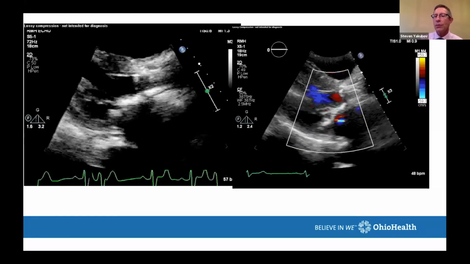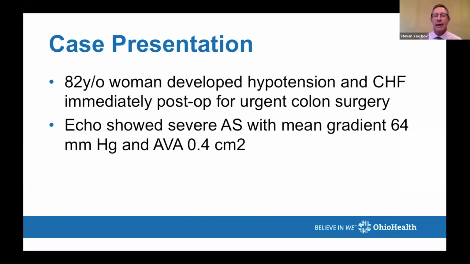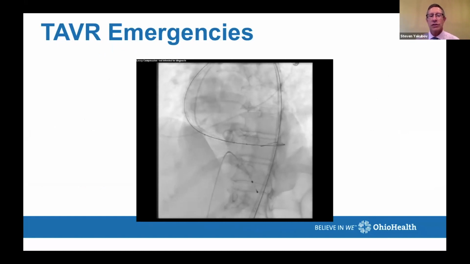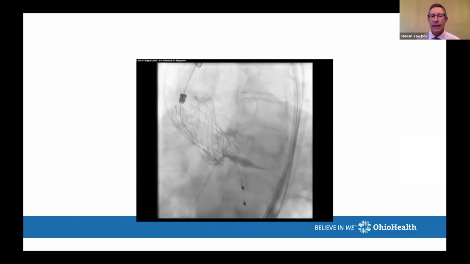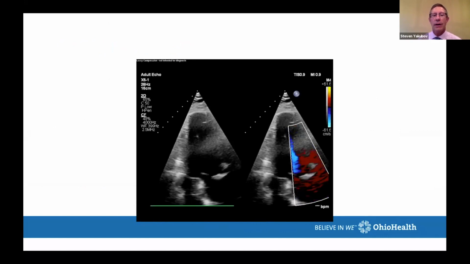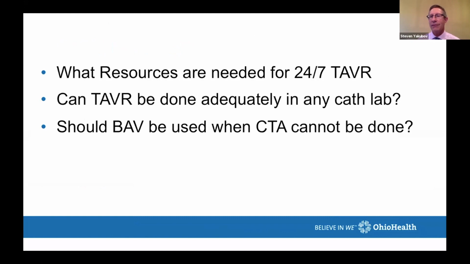So the real point I want to make here is there's another case of a patient who went to surgery, who had severe aortic stenosis that nobody knew about. Nobody listened to the patient before they went for their emergency procedure. We implanted a valve immediately post-op because the patient was hypoxic and in heart failure. So what I really wanted to point out is we have TAVR going on in lots and lots of places across the country. Who's ready to do this as an emergency procedure like we do PCI?